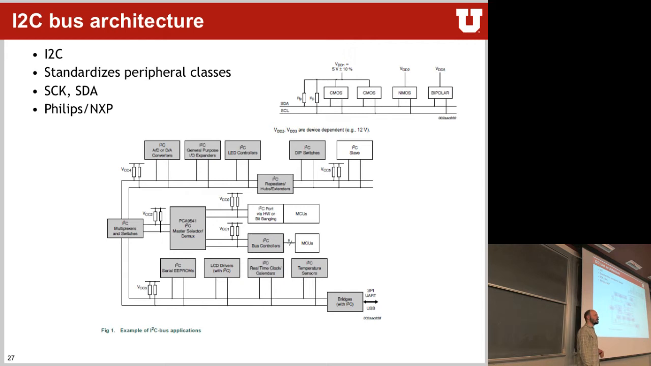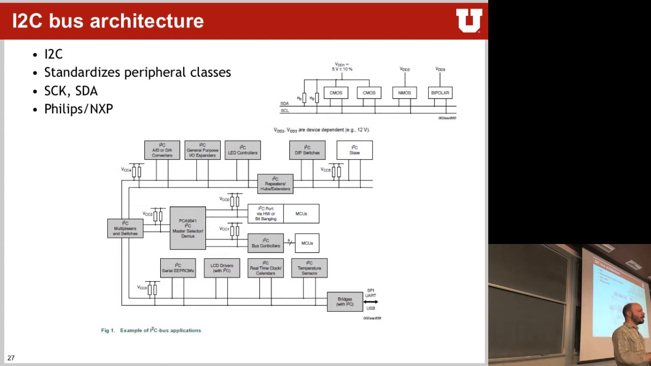The architecture is completely different from what we have seen before. There's just two wires that go from every device to every other device. And the two wires are a clock line and a data line, called SDA and SCL, or SCK. So SCK for serial clock, or SCL, it's just a slightly different nomenclature. But it's SDA and SCL.